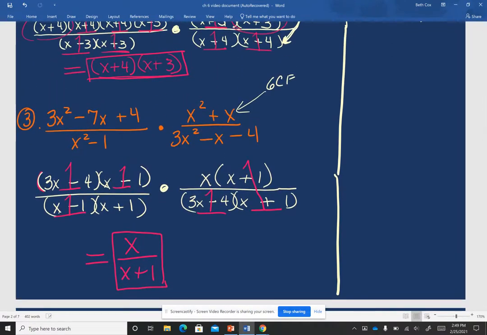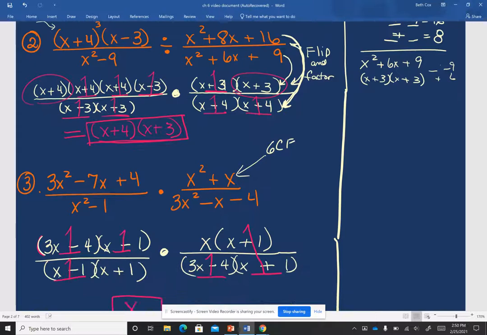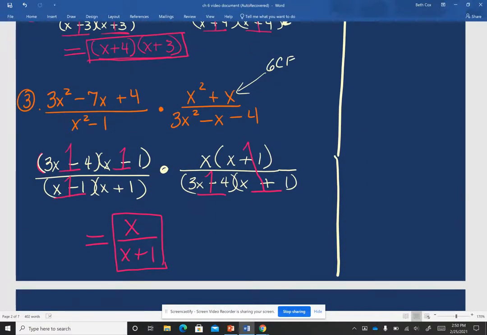This can be very satisfying. A lot of people say it is. They say it's very satisfying to do all this. It's just math, y'all. You can do it. Let's go back and look at our procedure. We're going to factor it, divide out the common factors, put back together, or just leave them in factored form. Okay. It's just math, y'all. You can do it.